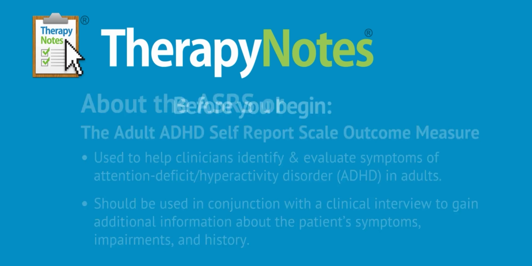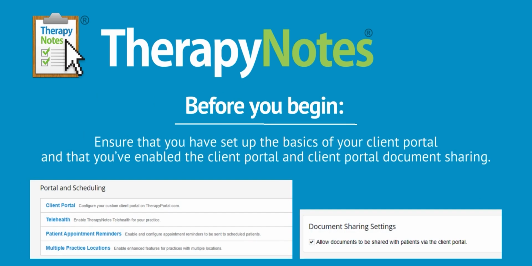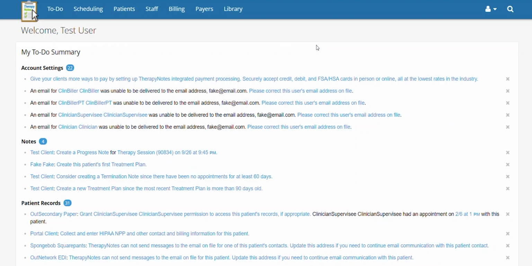and history. Before starting this tutorial, make sure you've set up the basics of your TherapyNotes account and that you've enabled the Client Portal and Client Portal document sharing within the Settings section. There are two ways to send the ASRS outcome measure to a client, either from the Outcome Measures tab in the library or from the Client's Portal tab.